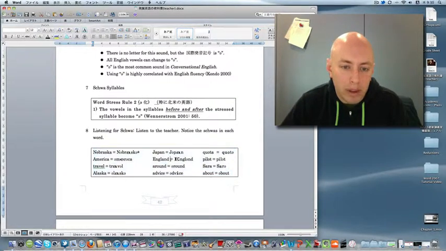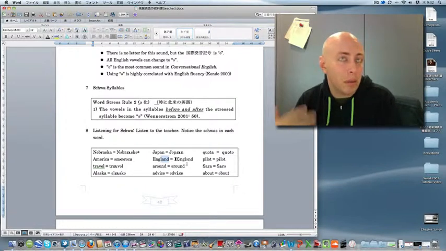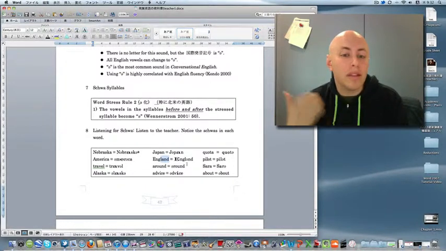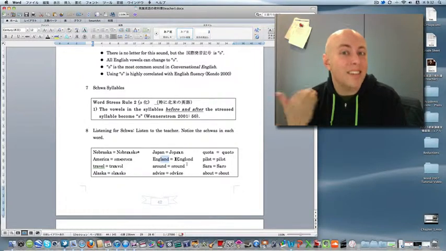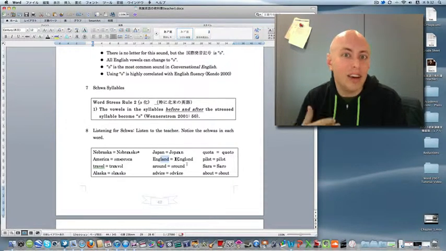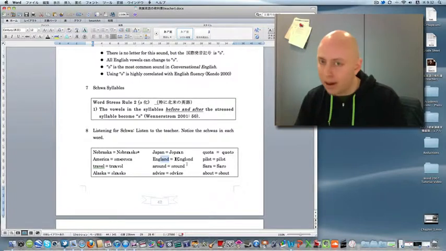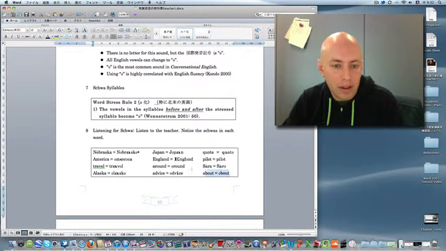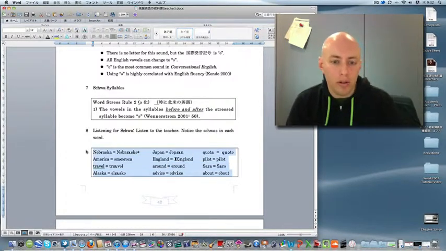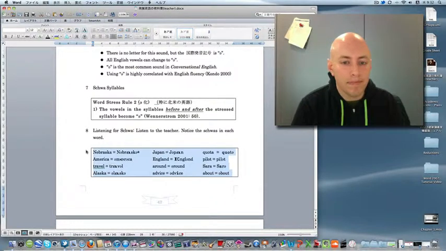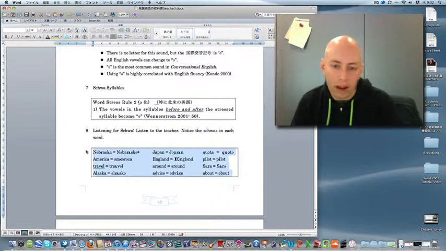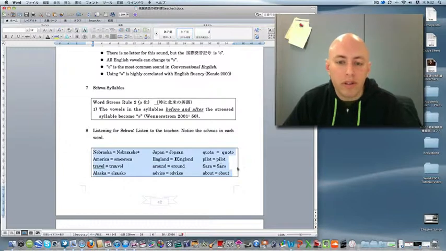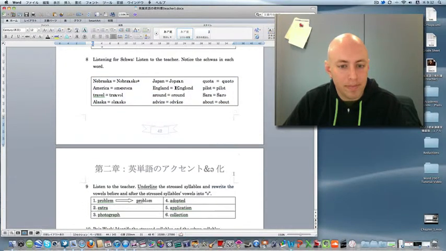Again, here I want to point this out to you. This word here, if you look at just the spelling, you might think it's pronounced as land, but there's a schwa there. It's not land, it's lund, England. If you say England, it's not wrong. Of course, I understand, but you will sound a little less fluent. Continuing. Around, advice, quota, pilot, Sarah, about. All of these words have a schwa in them.